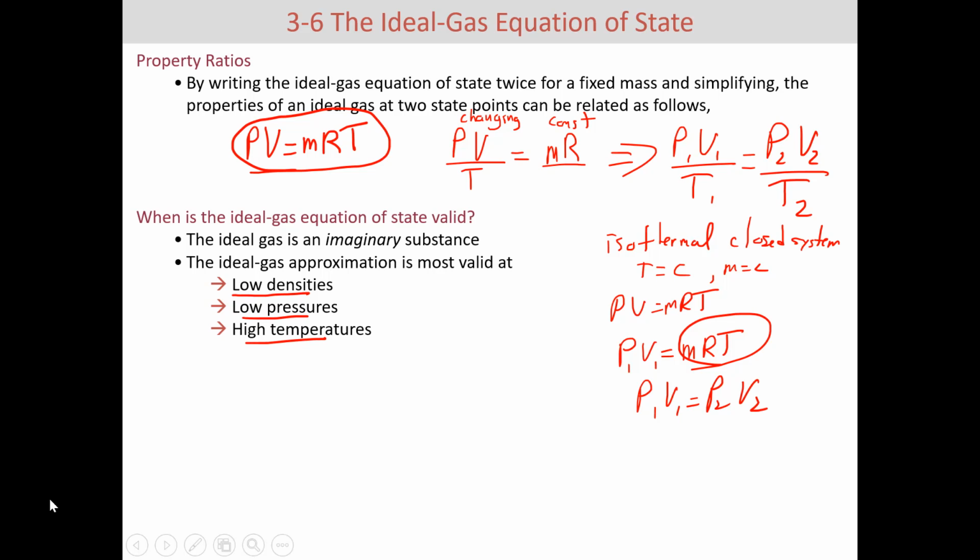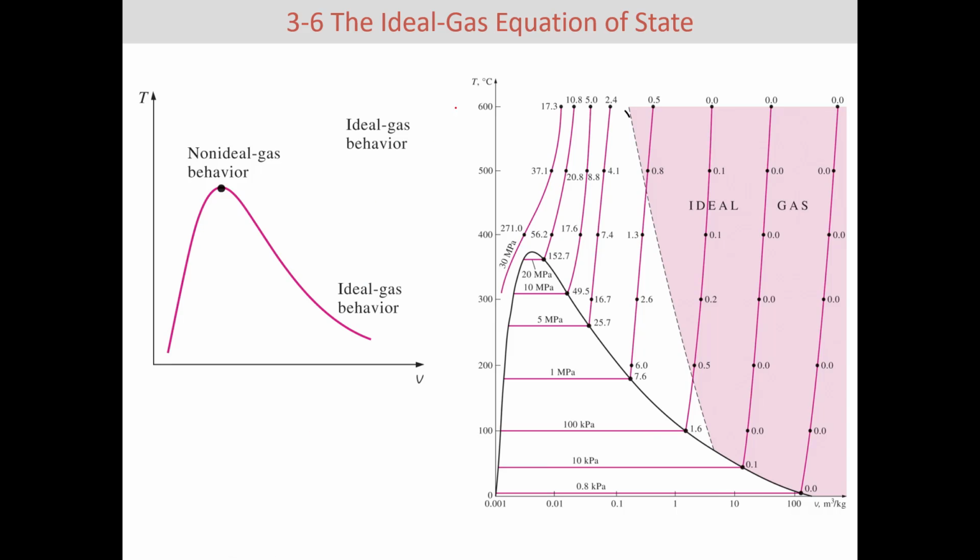So let's look at a phase diagram real quick. Here's temperature on the y-axis, here's volume on the x-axis. Here is the saturation curve. If I look in a superheated gas region, which is this area, I can go so far into the superheated gas region that I end up going into the ideal gas region.